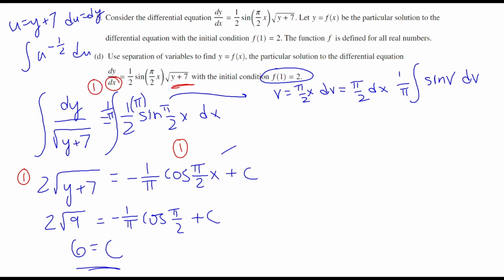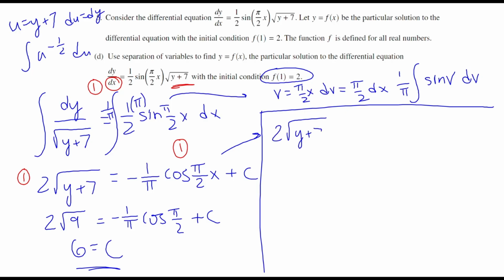And then to get that next point here, that fourth point, we're going to rewrite this as 2 root y plus 7 equals negative 1 over pi cosine pi over 2x plus 6. Right? And that gets us our fourth point here. And then our fifth point just comes from solving for y, which in this case should be pretty straightforward.